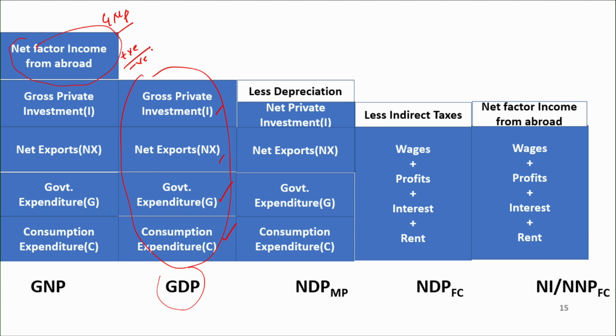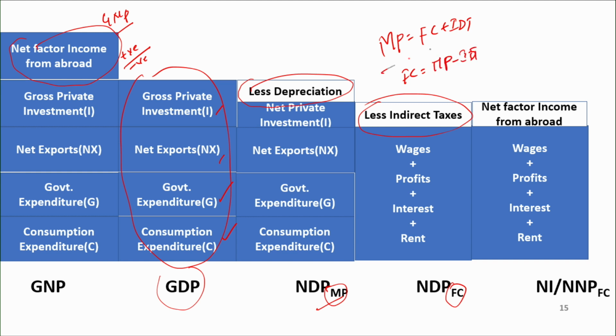So the next measure is NDP. NDP here in this case is obtained by removing the component of depreciation from GDP. This is NDP at market prices. And how do you get NDP at factor cost? Remove the tax component, isn't it? Then you get NDP at factor cost, because you remember I already said market price is nothing but factor cost plus indirect taxes. So I could rewrite the same as factor cost is market prices minus indirect taxes, isn't it? And the last one happens to be national income, NNP at factor cost.